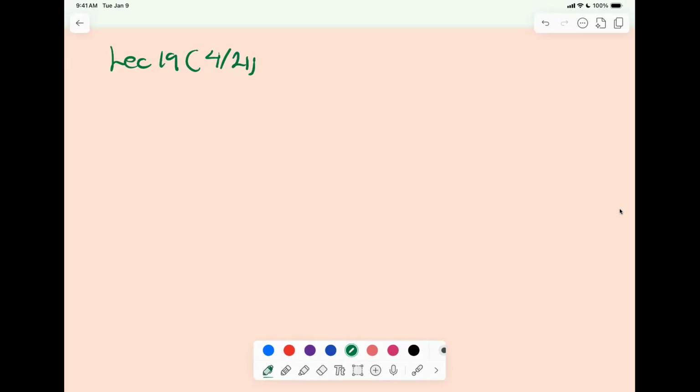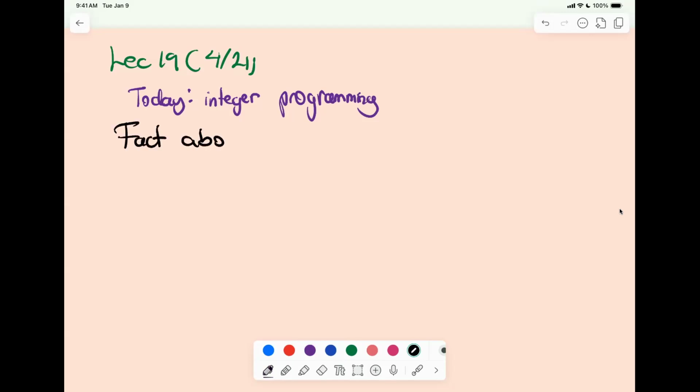Anyone else? Okay, so before I tell you about integer programming, I'll make a remark which is useful for all the stuff that we're going to be saying in a moment, but this is in complete generality. It has nothing to do with linear optimization. It's just a fact about functions.